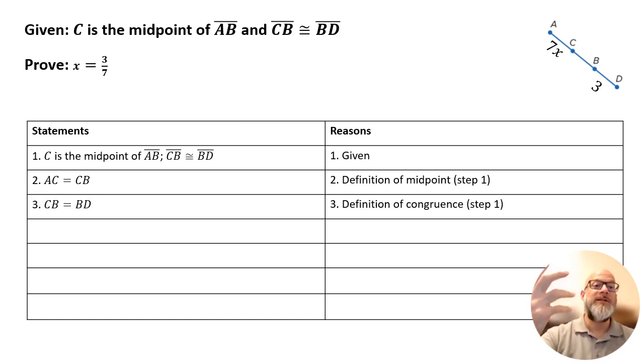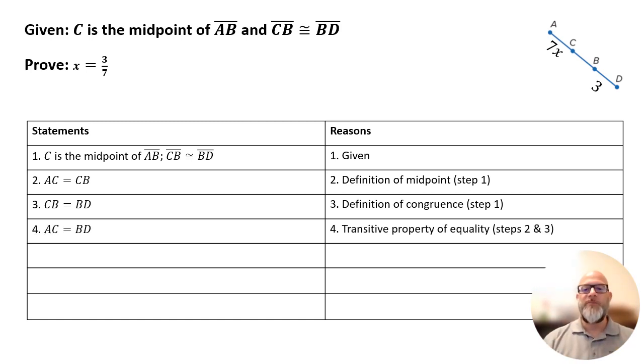Now, AC equals CB, CB equals BD. What can we say? We could say that AC equals BD. By what property was that called? Remember? Transitive property of equality. And look over here. I can say steps 2 and 3, meaning I was looking at steps 2 and 3 together and applying the transitive property of equality. Pretty cool how that works, right? It's very precise. It makes it easy for someone who is reading your proof to see where you were thinking. Much better than a flow proof that way.